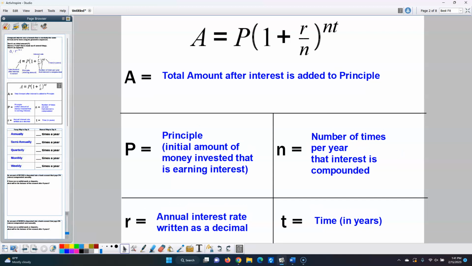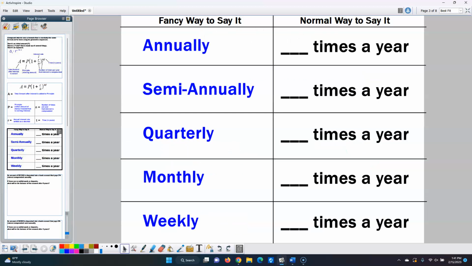Oh, that number of times per year that interest is compounded. I was like, something didn't look right over there. Scribble that down. Same kind of stuff, different way of writing it. Annually. How many times a year is annually going to occur? That would be once a year. Semi-annually would be twice a year. Quarterly would be 4 times a year. Monthly would be 12 times a year. And weekly would be 52 times a year.